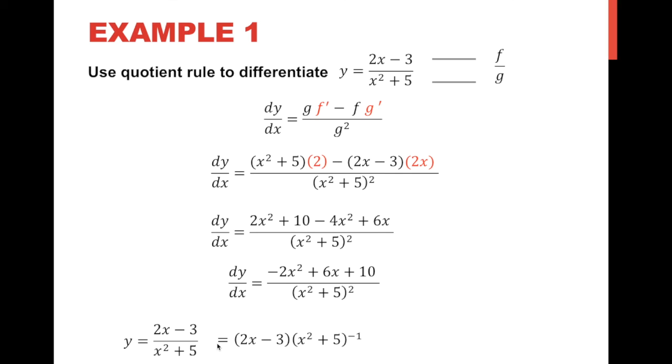Now you can also express our given function as 2x minus 3 multiplied by x squared plus 5 to the power of negative 1. If you do this, then you can apply the product rule instead. But now let's focus on the quotient rule.